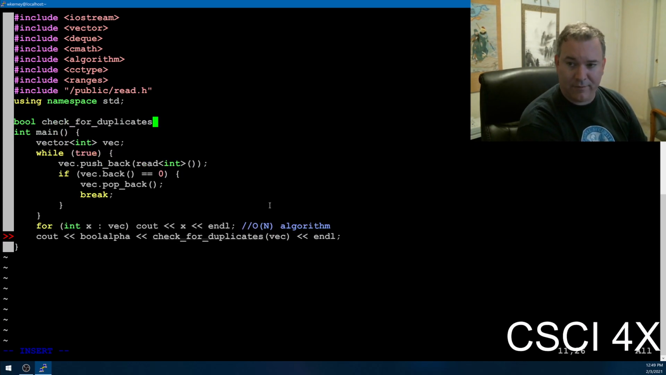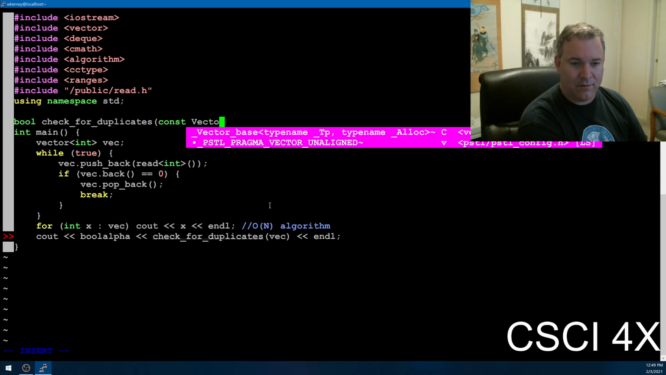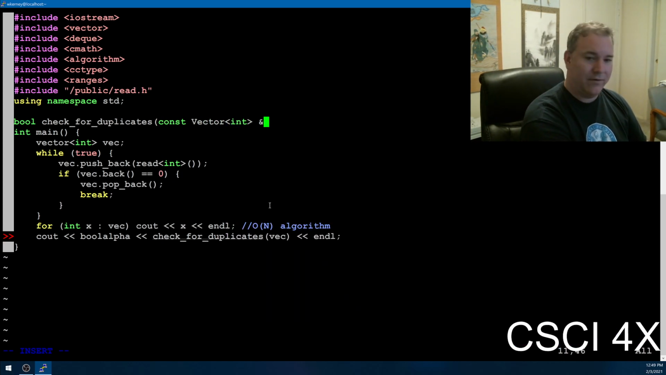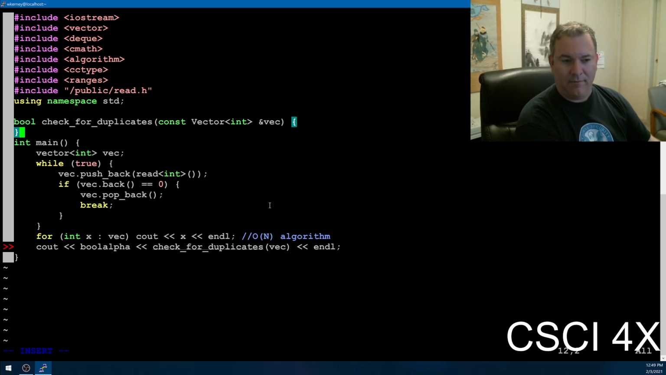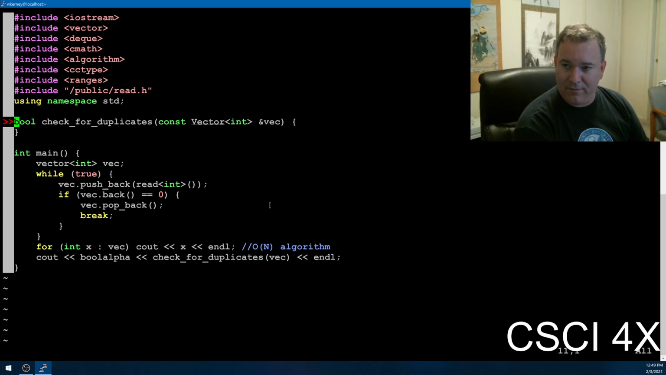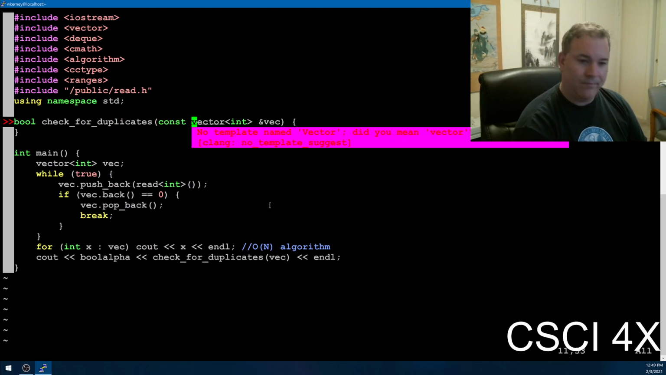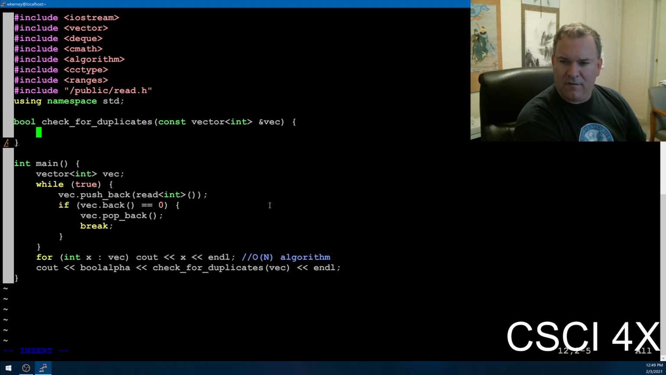Thank you, Cock, for filling that in for me. And we will take in a const vector of ints by reference named vec. Very convenient to have every vector named vec, I guess. And it should be a lowercase v. Thank you.